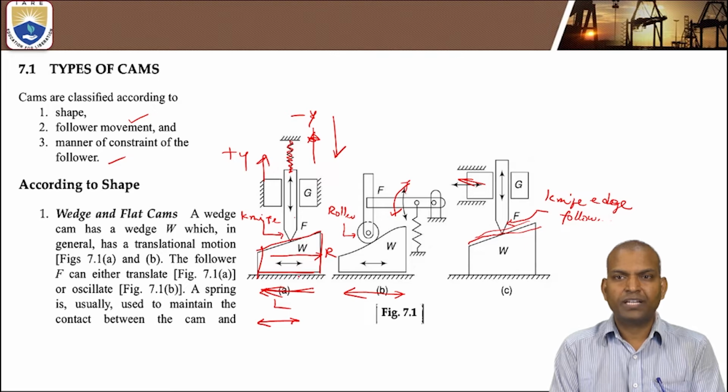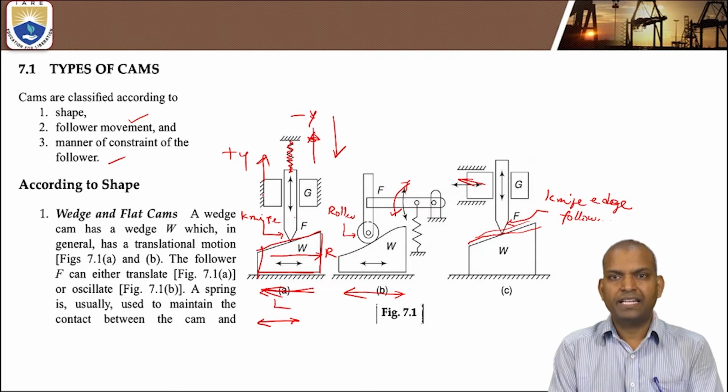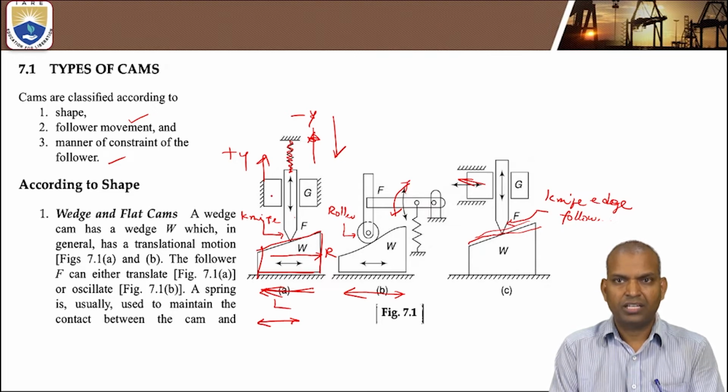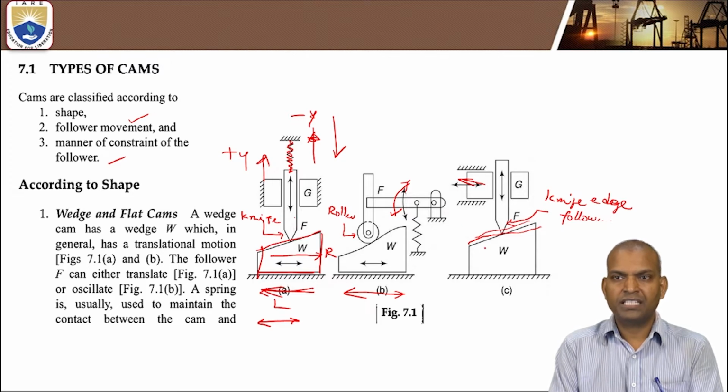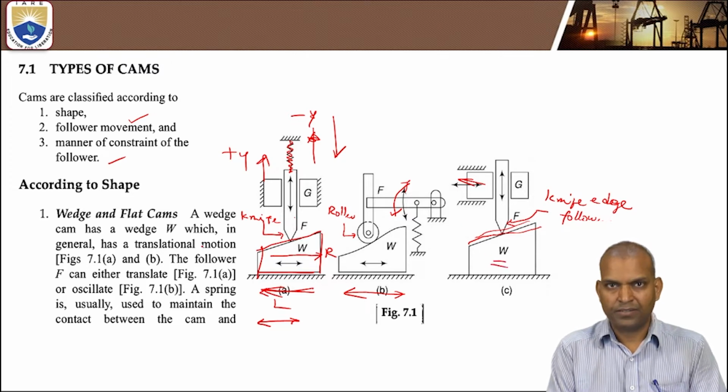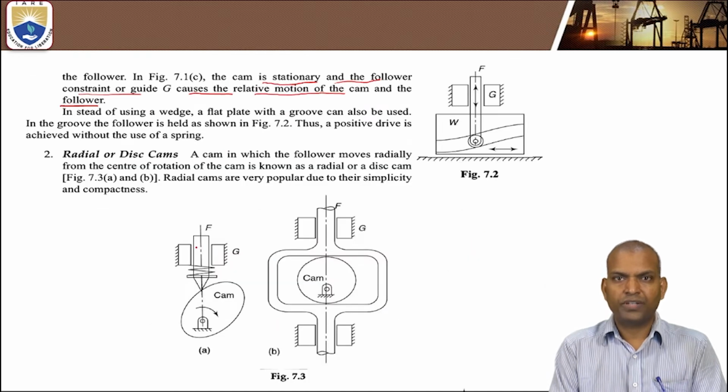Whereas in the case of figure A, the wedge is not fixed. It is moving, but the guides G are fixed. Thus it is up and down motion, horizontal and vertical. Whereas in this case, the wedge remains fixed. That's why all these figures.